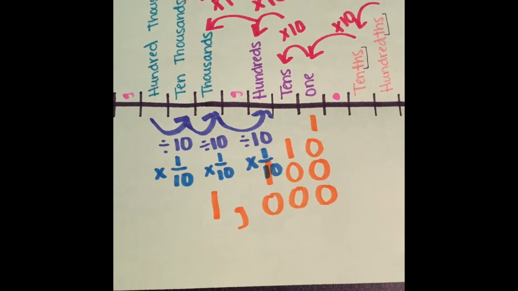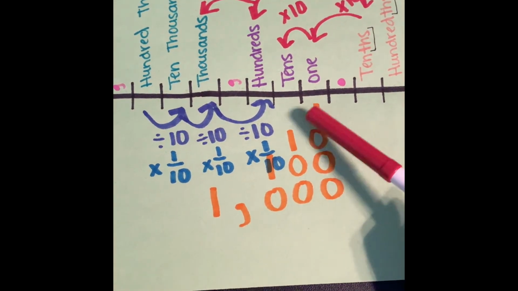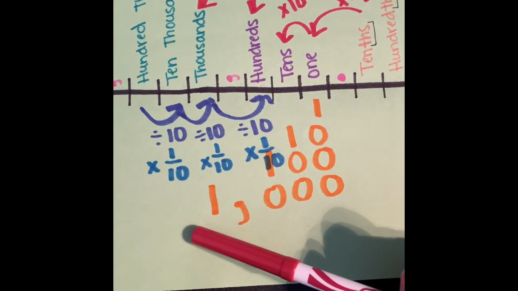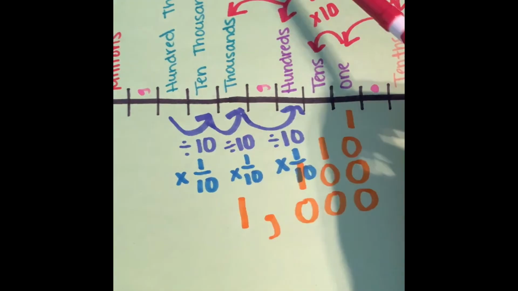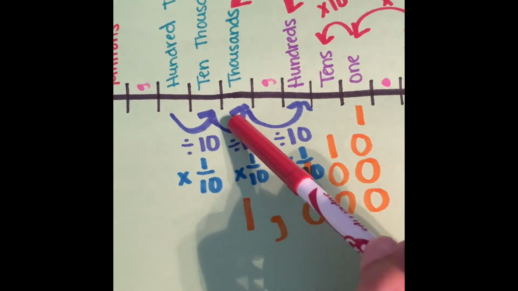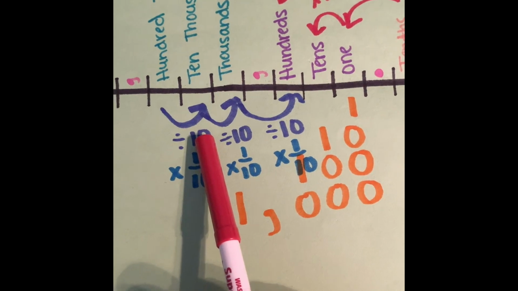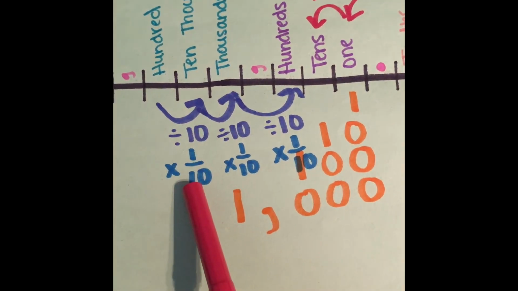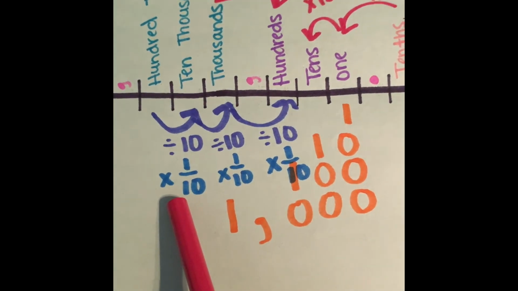So let's recap. When you are looking at a place value question, you must have the same digit in order to compare them. If you're moving to the left, you're multiplying times 10. If you're moving to the right, you're going to be dividing by 10 or multiplying times 1/10. Either operation will give you the same answer.